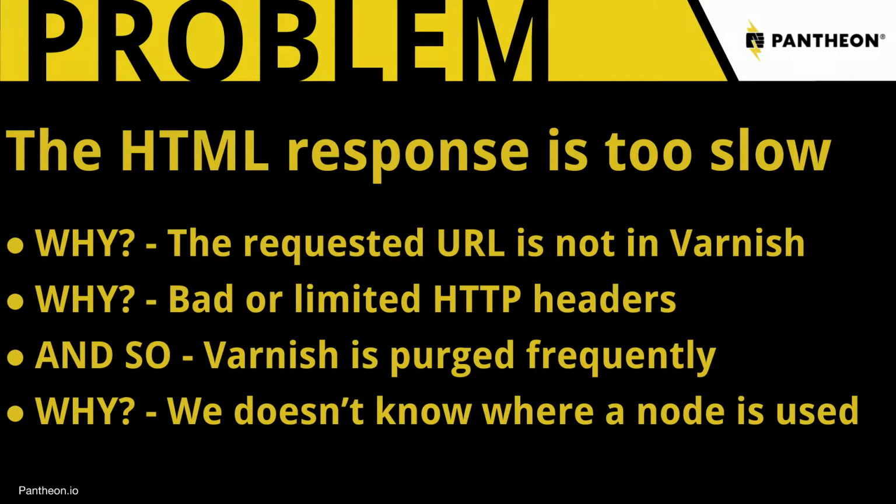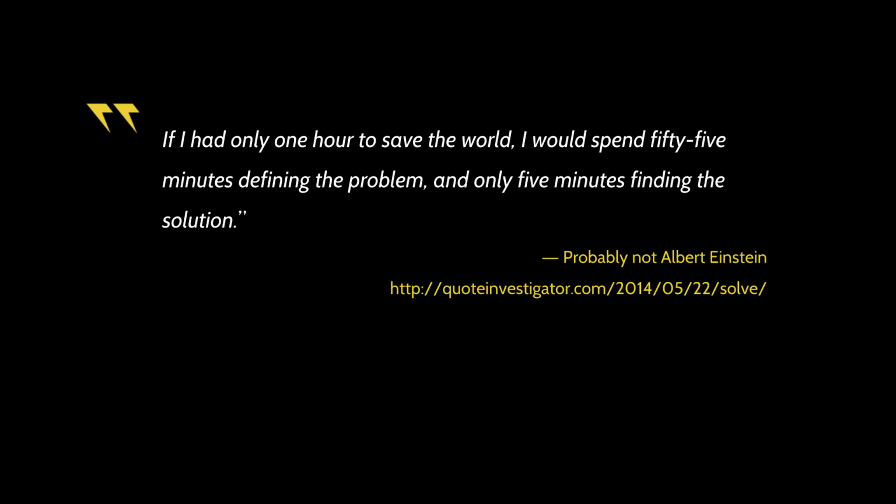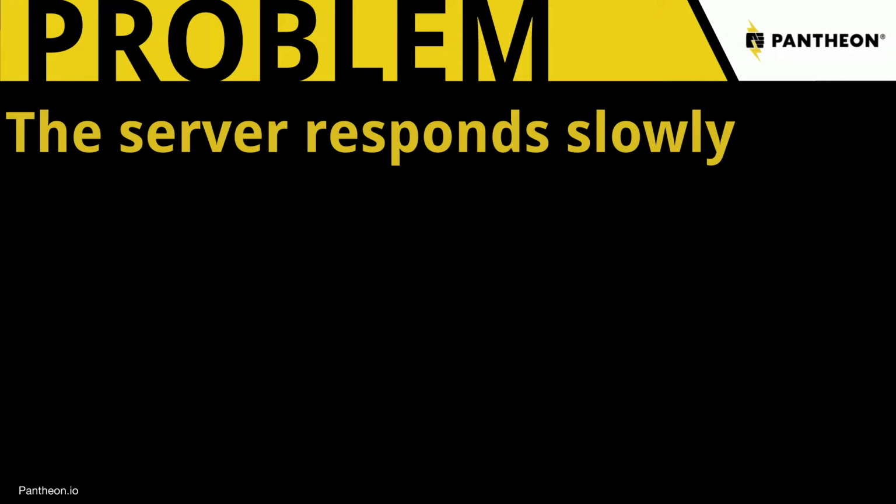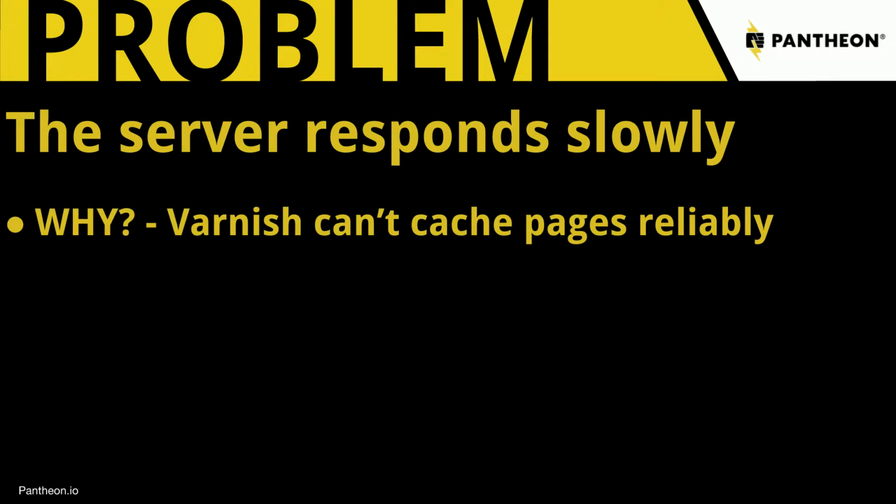In order to make a website fast, you need to define with as much specificity as possible exactly what we're doing. So here's a quote that's probably not from Einstein, but it gets attributed to Einstein a whole bunch. If I only had 1 hour to save the world, I would spend 55 minutes defining the problem and only 5 minutes finding the solution. So in Drupal Core, in 8, we've got a better answer.